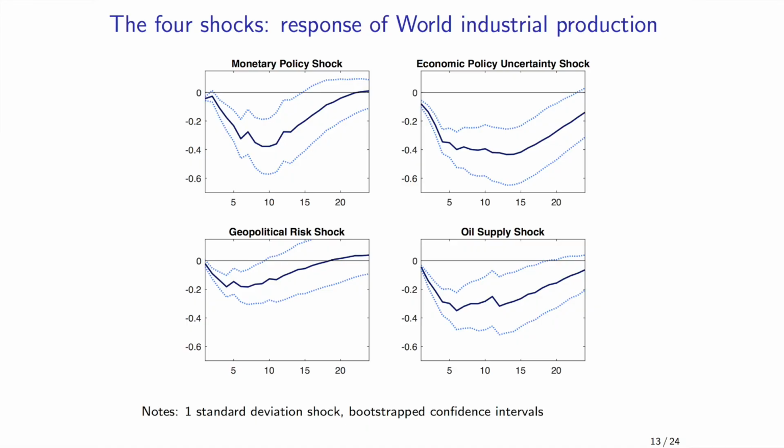But let me just give you a baseline of what the effects of these shocks look like. So now we're looking at a 1 standard deviation shock to these 4 shocks. And here I'm plotting the response of world industrial production. So this is the response of OECD countries plus 6 major non-member countries, which includes India. And we see that these shocks have substantial impact on industrial production. The effect of the monetary policy, the economic policy uncertainty shock, and the oil supply shock is roughly similar. The magnitude is close to about a 0.5% drop in industrial production.